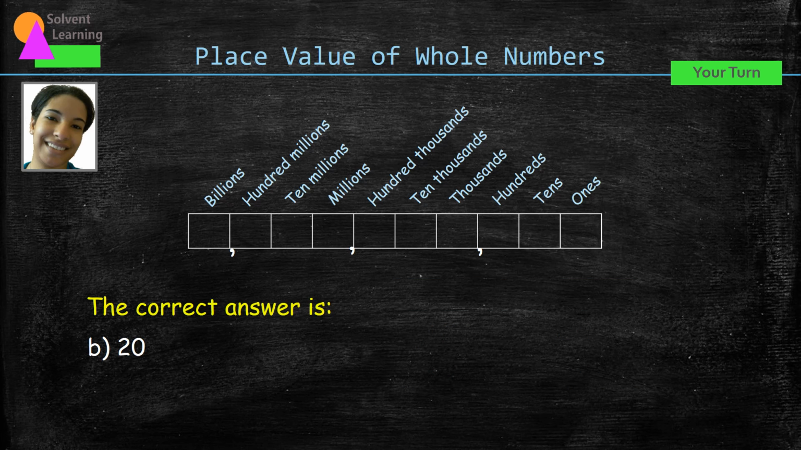First, we needed to make sure that each digit in the number is written in the correct column of the place value chart. And then we take a look to see what column the 2 is in. The 2 is in the tens column. So in words, we can say that it's worth 2 tens, and as a number, it's worth 20. Great job!